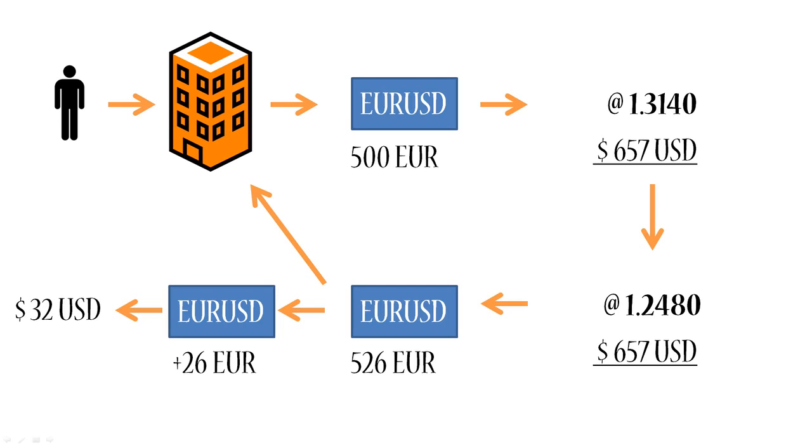You go to your broker, you borrow 500 euros, you sell them at 1.3140 for 657 US dollars. You hold on to your 657 US dollars until the price for euros drops. You use those $657 to buy back euros at the new lower price of 1.2480. You get 526 euros in return. You return 500 euros to your broker. Your profit is 26 euros. Because your account is in US dollars, you convert your euros back into US dollars and you have 32 US dollars of profit. So that's in a nutshell how short selling works.